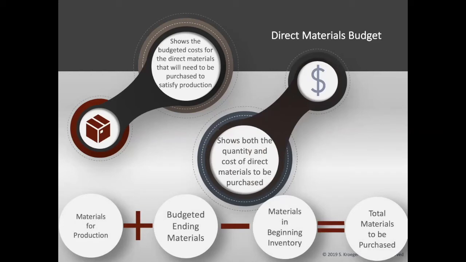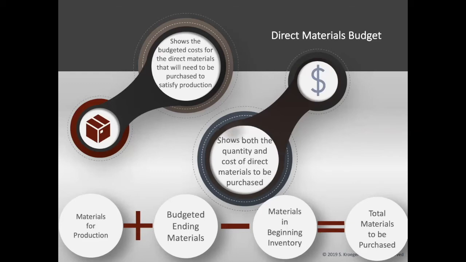The materials needed for production would be how many materials we need to purchase for the current time period, let's just say the current month, plus the budgeted ending materials. These would be the materials we want to purchase to have on hand for the following month, minus the materials in the beginning inventory. This is what we already had on hand at the start of this time period. These would be the ending materials from the last time we did this.